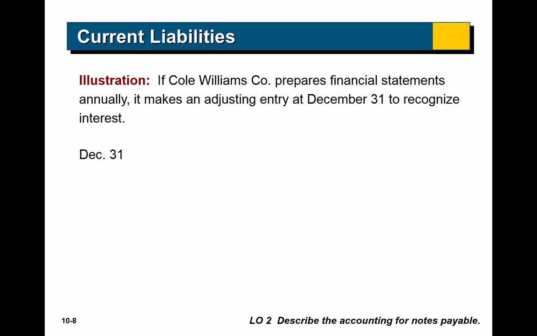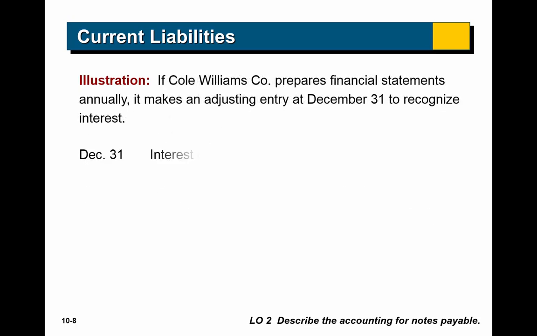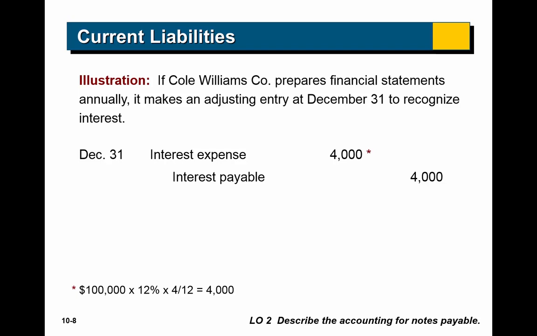Cole Williams Company prepares financial statements annually. It makes an adjusting entry on December 31st to recognize the interest. So if we took the loan September 1st, then by December 31st, we'll have accrued September, October, November, and December's interest. So the interest expense will be $4,000. We find that by multiplying the face amount times the rate times the time, in this case 4/12 for 4 months. So on a 12% note, that's $4,000. And we create an interest payable. That allows us to record the expense and then a liability showing we owe that.